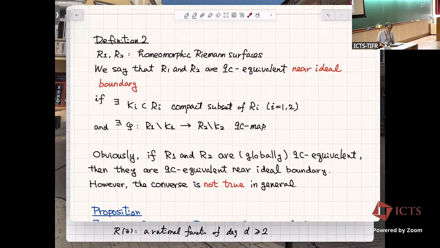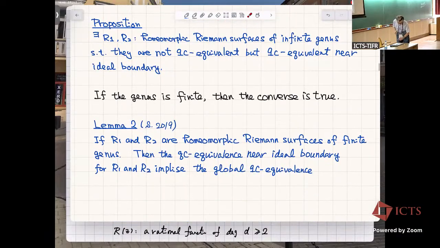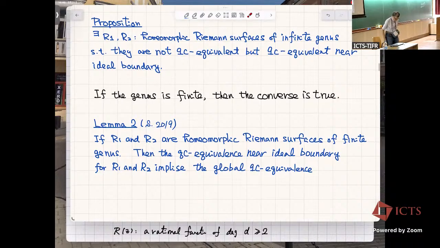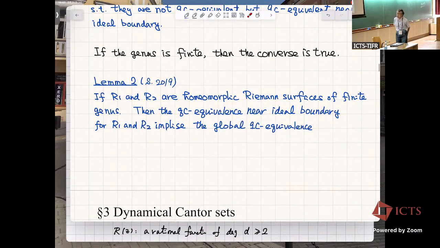And the second one is a kind of condition for quasiconformal equivalence. The main conclusion is the second lemma. We consider homeomorphic Riemann surfaces, R1 and R2, and they are of finite genus. Then we assume QC equivalence near the ideal boundary. That means there are compact subsets of R1 and R2 such that the outside of the compact subsets are quasiconformally equivalent. That's the condition.